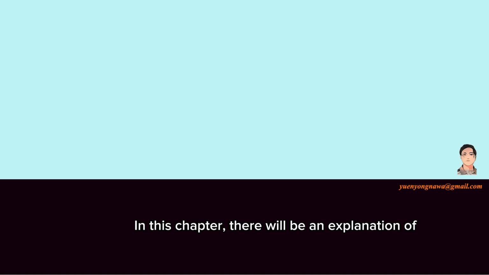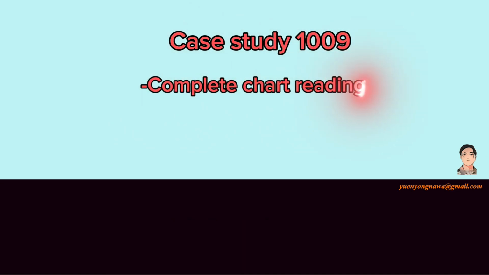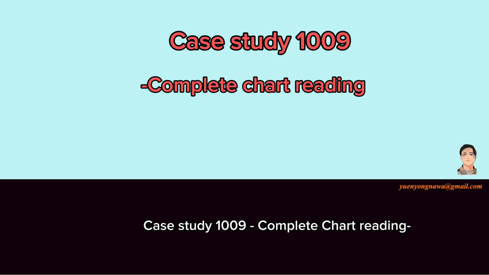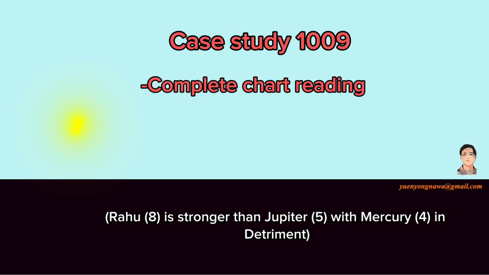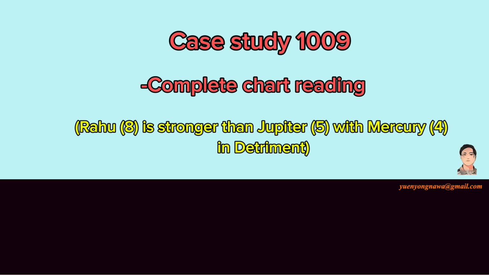In this chapter, there will be an explanation of Case Study 1009, Complete Chart Reading, as follows. Case Study 1009, Complete Chart Reading. Rahu, 8, is stronger than Jupiter, 5, with Mercury, 4, in detriment.